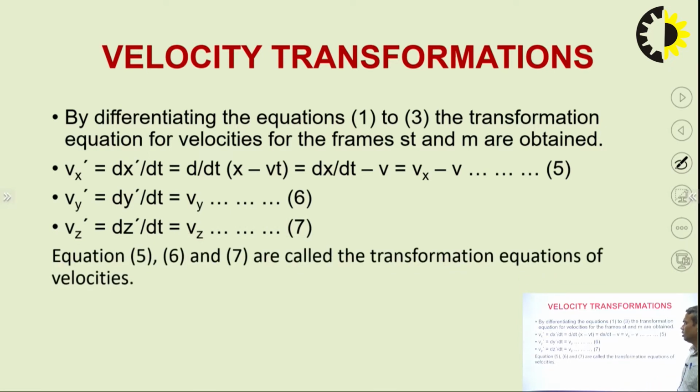Now, the Galilean velocity transformation. As we know, Vx prime is equal to dx prime by dt. So, d by dt of (x minus vt) is equal to dx by dt minus v. Dx by dt is nothing but Vx, the component of velocity in the x direction, and Vy prime is equal to Vy and Vz prime is equal to Vz. So, basically the x component of velocity will change, and in the y and z components there will be no change. These equations 5, 6 and 7 are called the velocity transformation equations.